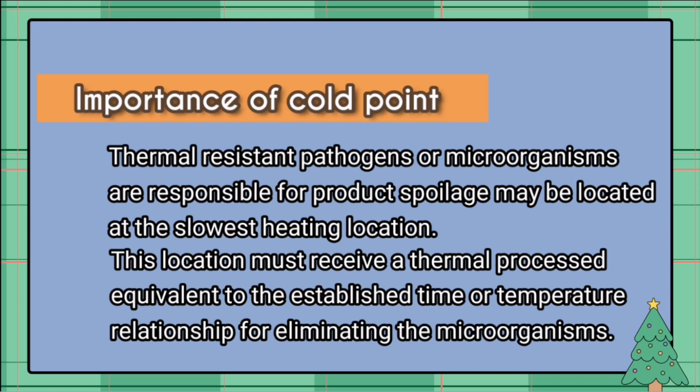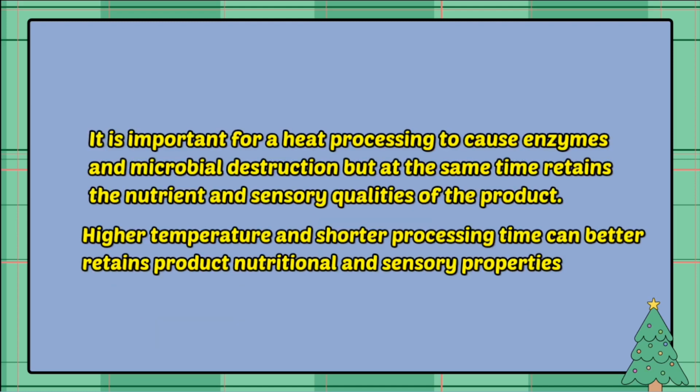Importance of cold point. Thermal resistant pathogens or microorganisms responsible for product spoilage may be located at the lowest heating location in the container. This location must receive a thermal process equivalent to the established time or temperature relationship for eliminating the microorganism. It is important for a heat process to cause enzyme and microbial destruction but at the same time retain the nutrient and sensory qualities of the product. Higher temperature and shorter processing time can better retain product nutritional and sensory properties.